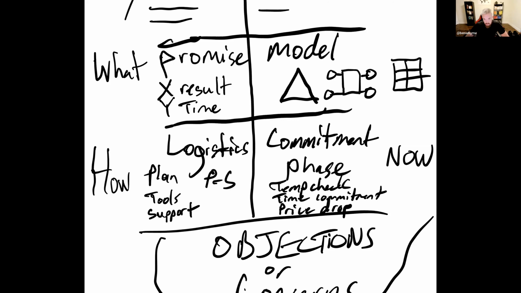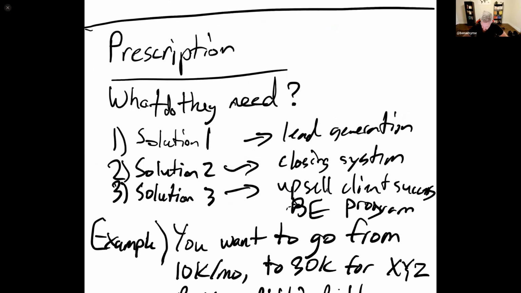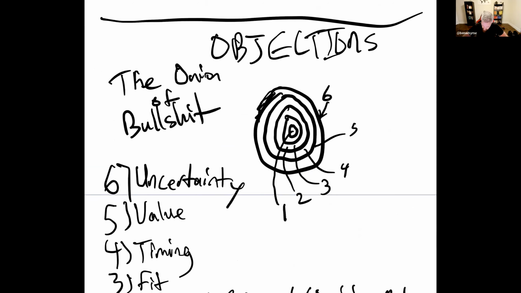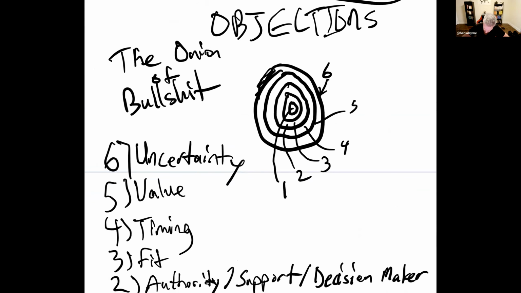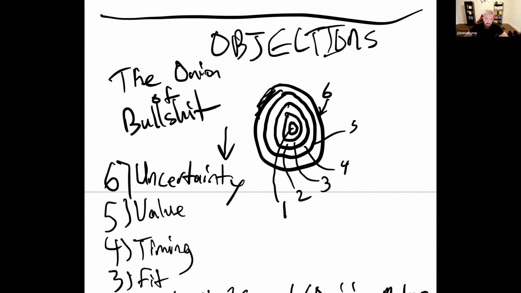You see how that would help, and you say, yeah, that sounds perfect. And then really the commitment phase is like temp check, time commitment, price drop. So temp check, super important. Okay, committing phase. The temp check is designed to pre-handle uncertainty.